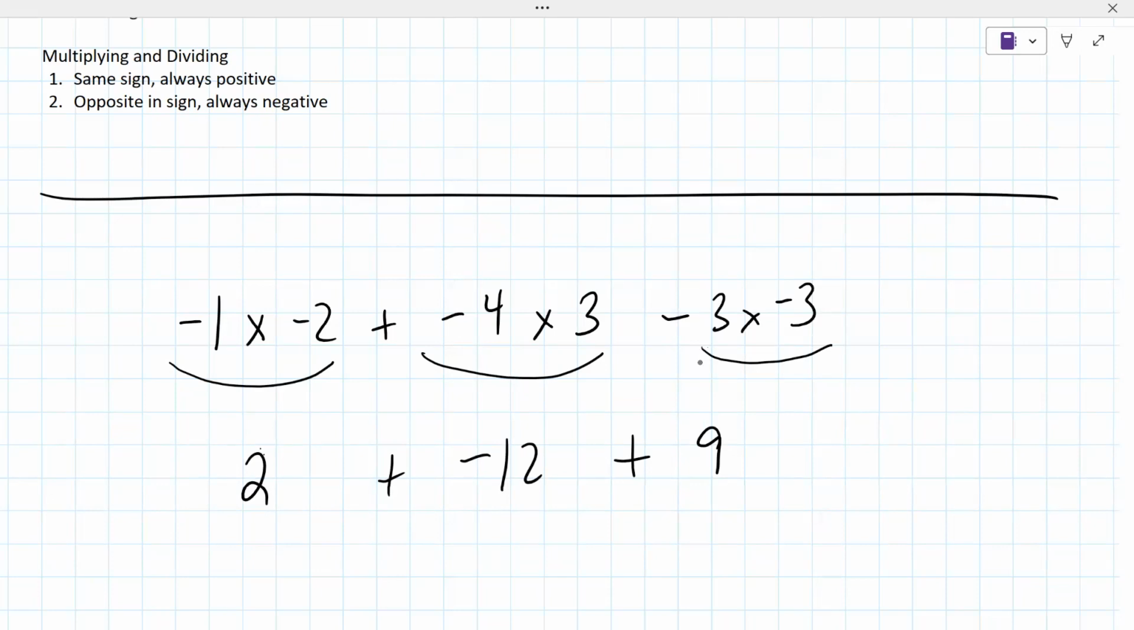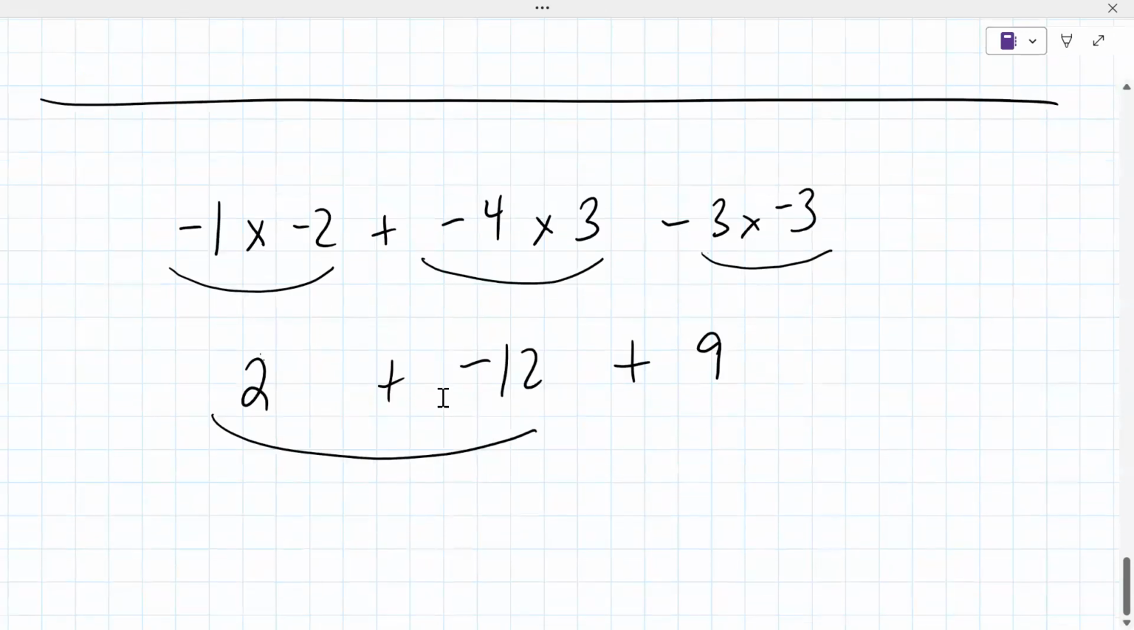I have a question. Yep. For 2 plus negative 12, since they're different signs, they're opposite in sign. I did it as 2 subtract negative 12. So wouldn't that be positive 12? Nope, it's positive 2 plus, they're opposite in sign.